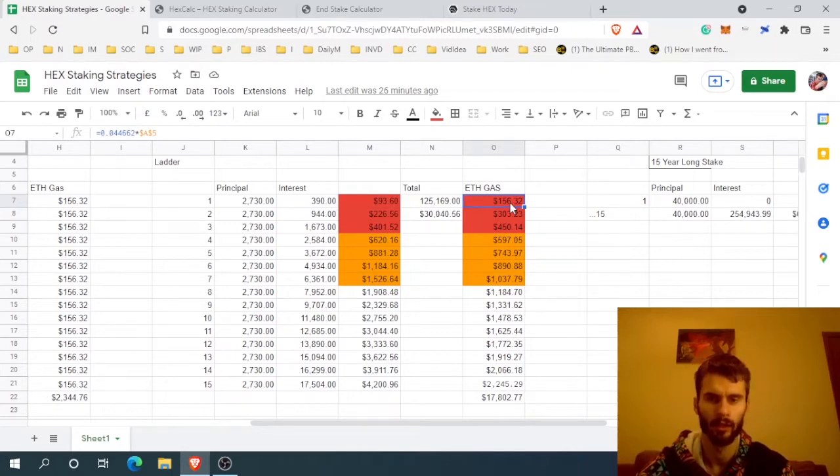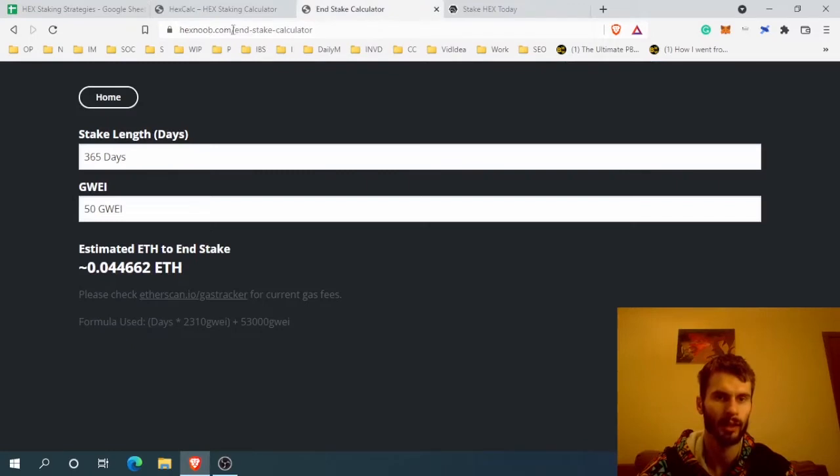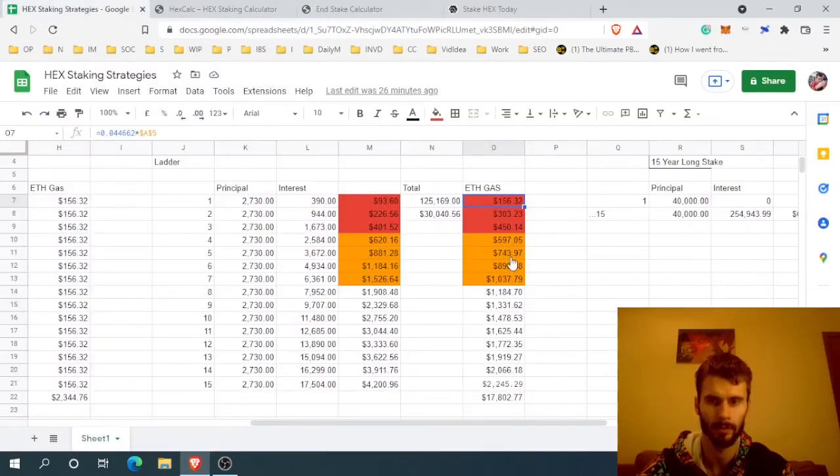And yeah, if you are wondering how I'm calculating these unstake Hex fees, you can go to hexnoob.com and use the stake calculator. I'll have a link in the description. And here you can basically enter the length of your stake and the gas price on the Ethereum network. And for these calculations, I use 50 gwei. It might be much higher within a year, though right now you can get such gas prices on the weekends. So I think it makes sense to use these in calculations.